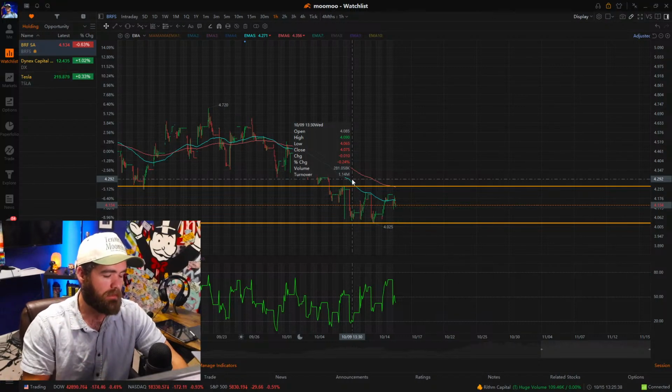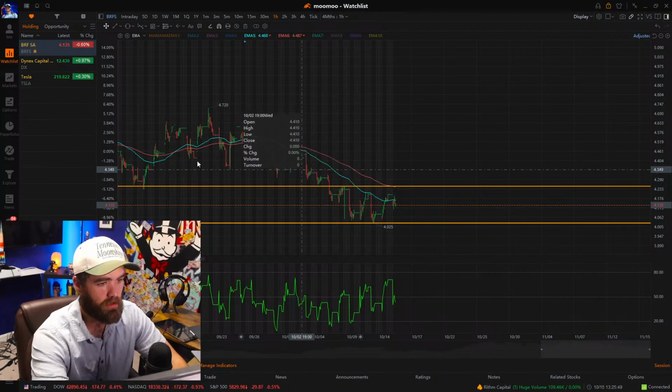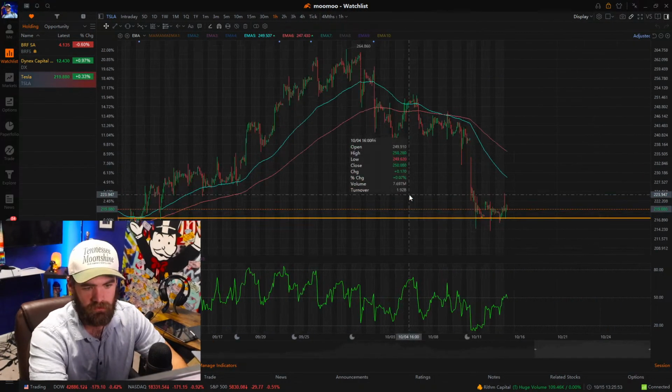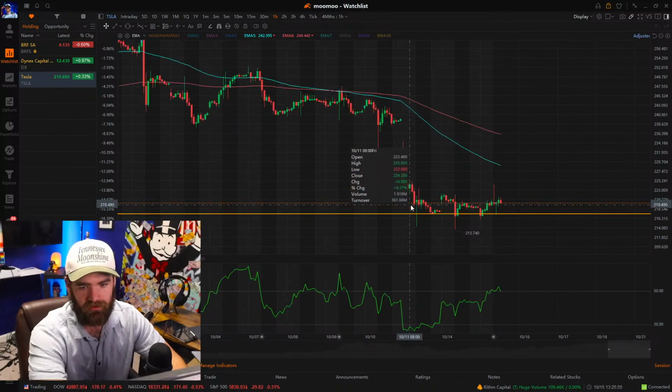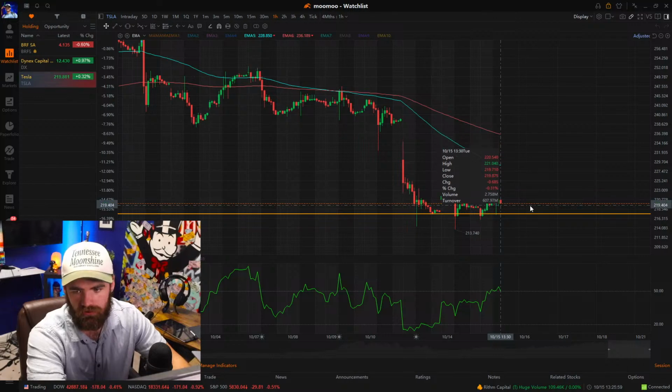I say it a lot because I want traders to feel comfortable taking profit at 1%, 2%. Most traders don't do that. That's the issue I see all the time. With Tesla here, found some nice support at about the 217, popping up to 219.